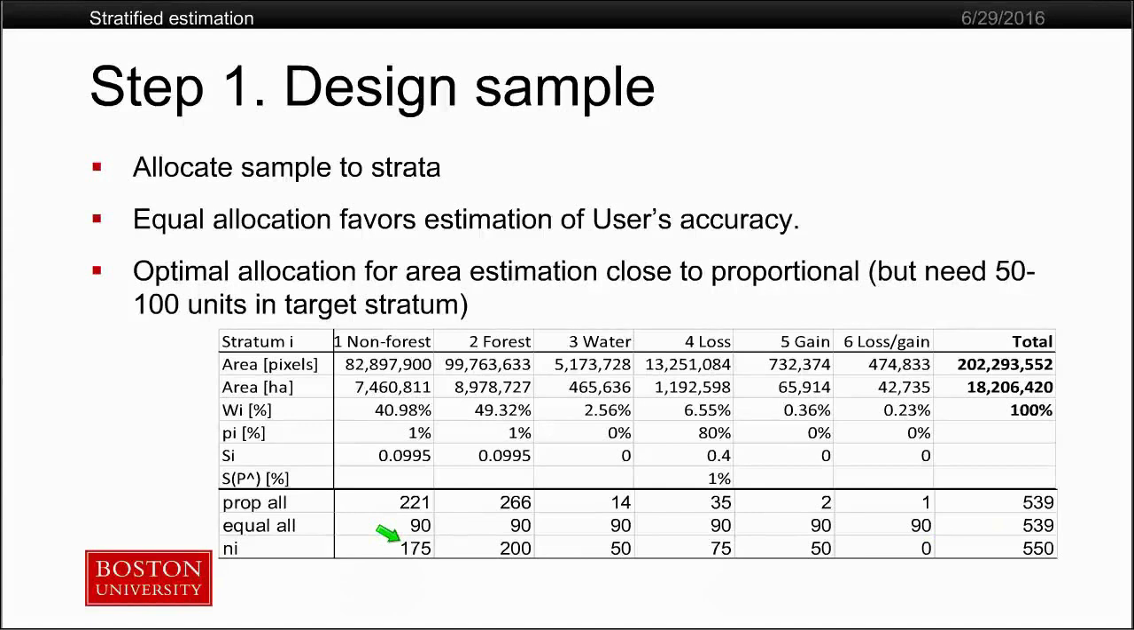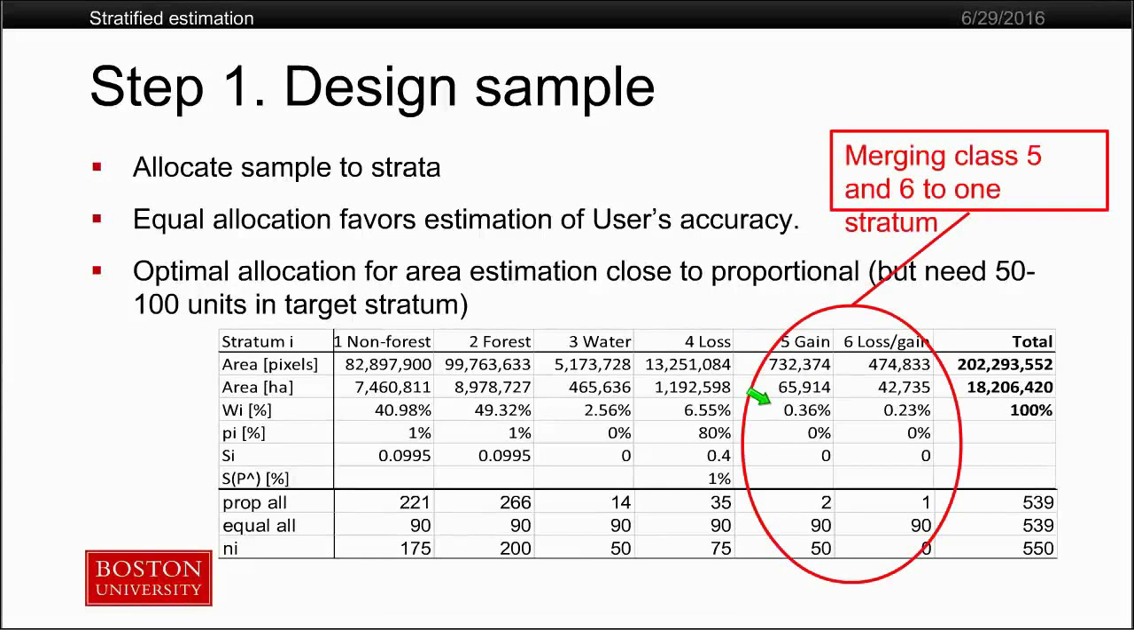Now, the other thing I see here is that we have these two classes, 5 and 6. They are very, very small, 0.23 and 0.36% of the total area here. So what I'm going to do is lump these together. I'm going to merge these two strata, number 5 and 6, into one single forest gain stratum, and I'm going to put 50 units in total. So the area of this stratum is going to go up a little bit. It's still just about 100,000 hectares, which is a very, very small area.